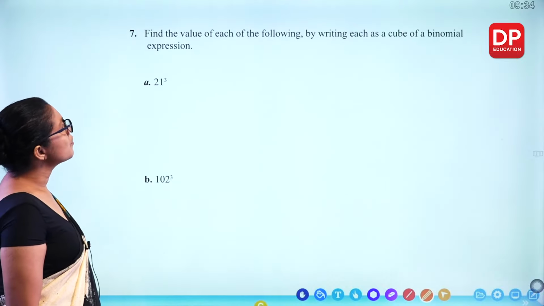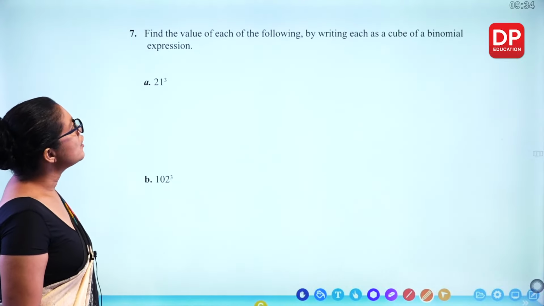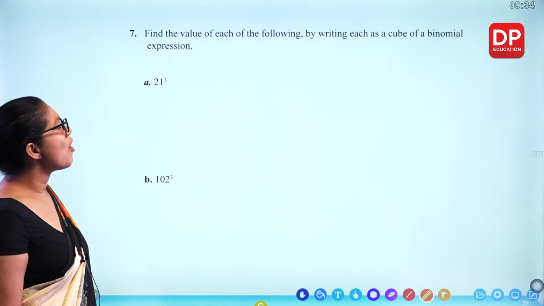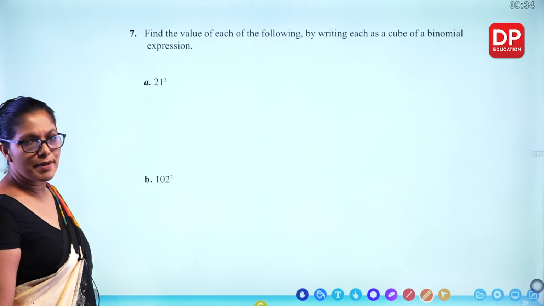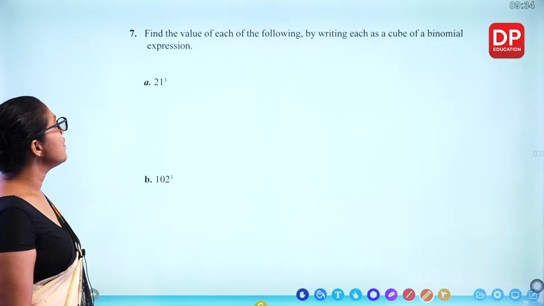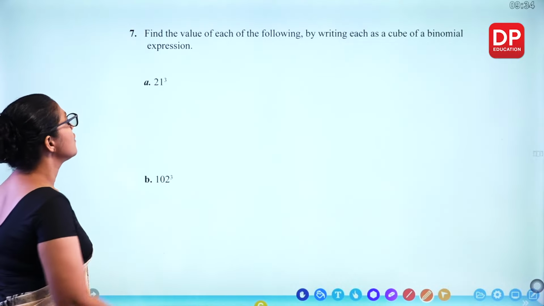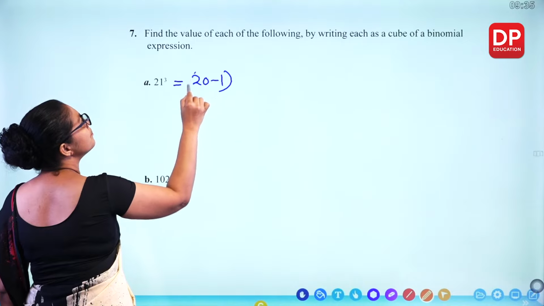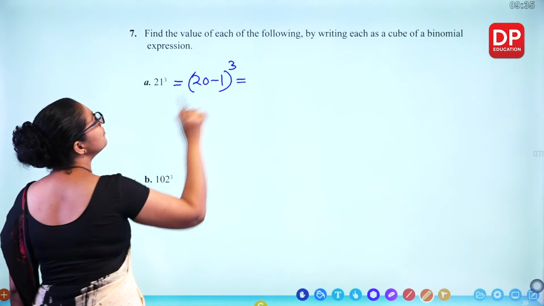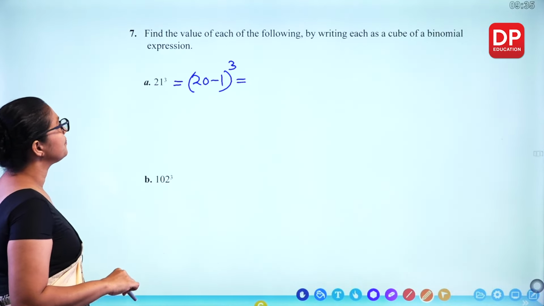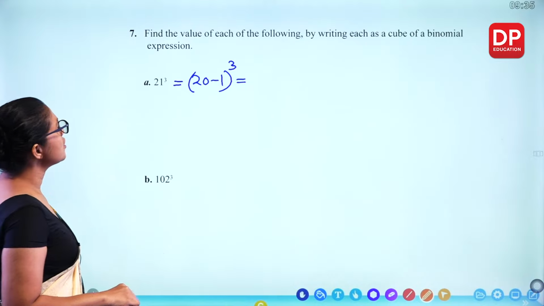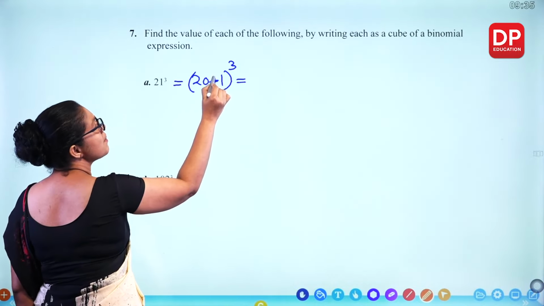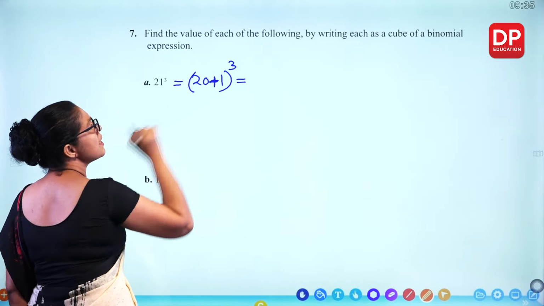Now look at 7th question. Find the value of each of the following by writing each as a cube of a binomial expression. How can we write 21? So I can write 21 as 20 plus 1. Now I can expand it.